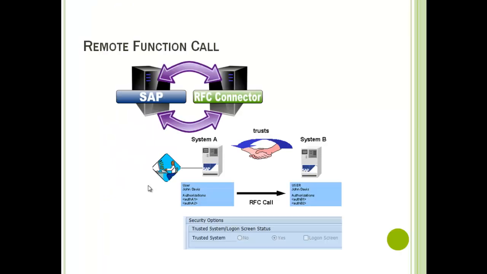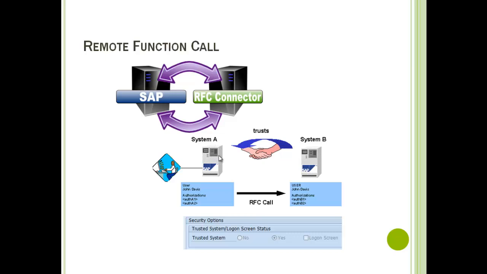RFC means remote function call, which we have already seen. RFC can be from an SAP system to another SAP system, or from an SAP system to a non-SAP system. For example, if you want to connect a non-SAP system, such as a Microsoft ERP, to an SAP system, you can still connect using RFC, remote function calls. We have two types of RFC: one is trusted RFC, and the other one is normal RFC, which is non-trusted.